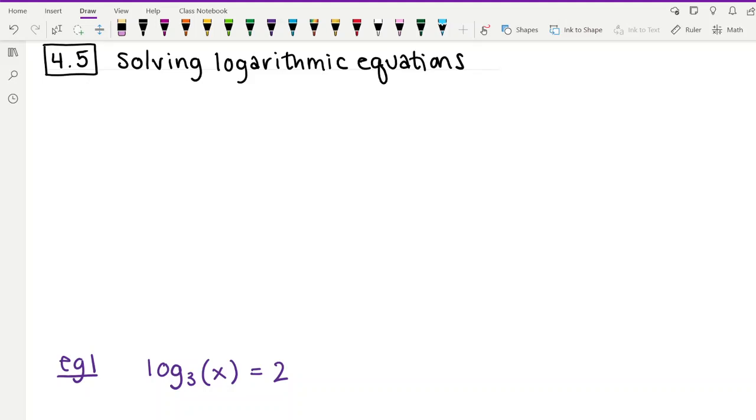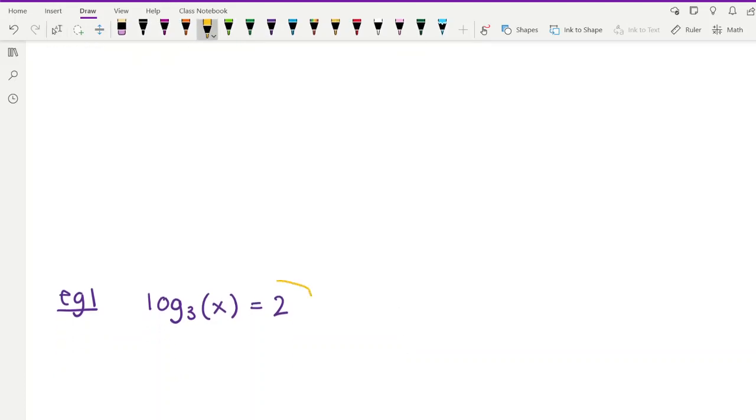Hi everyone. So in this video, we're going to be talking about how to solve a logarithmic equation. So this is a very simple example of a logarithmic equation, but they'll generally look like this. Whereas in the last video, we were solving equations where the variable was in the exponent, in this video, the variable will be within a logarithm.